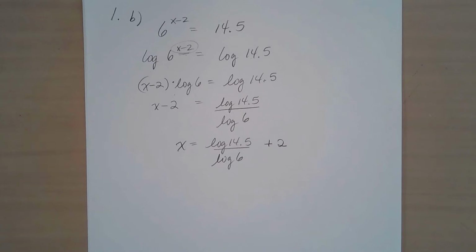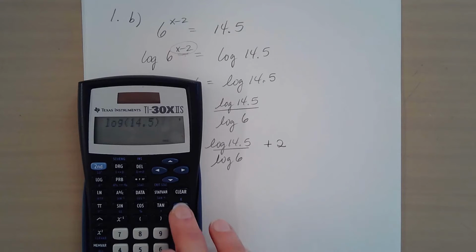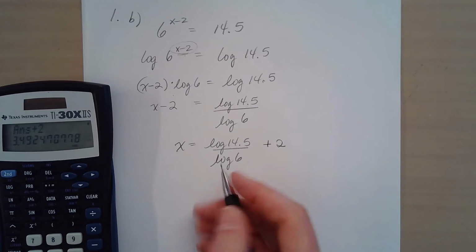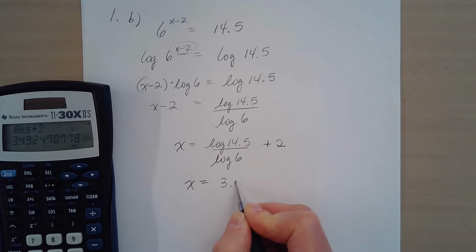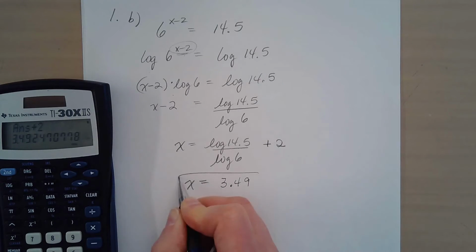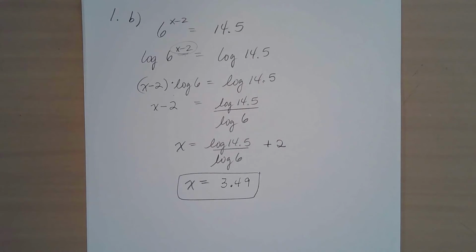Okay, and D's calculator's like mine, and it's got those brackets that open up, so I have to remember to close them. So log of 14.5, close the bracket, divided by log of 6, close the bracket. Then I'm going to hit the equal sign and then add 2. I think the back of your book says 2 decimal places, so 3.49. Okay, here D. So that was a tougher one.